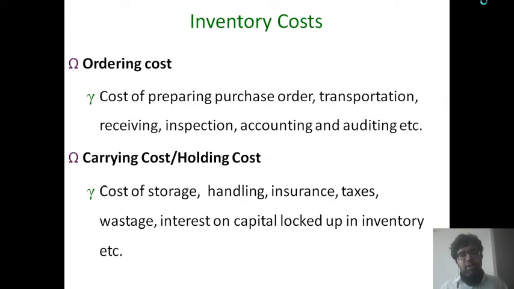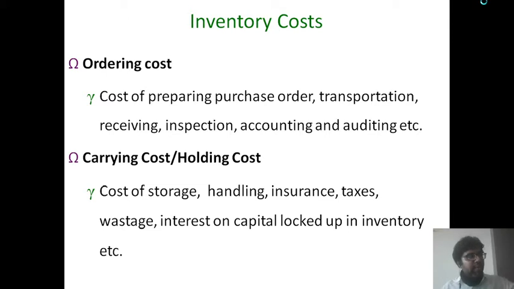So the first cost is ordering cost. According to me, when we place any order and there is any cost associated with the order, that is basically known as ordering cost. For example, cost of preparing the purchase order, transportation, receiving goods, inspection of the goods, accounting and auditing, etc. So all these are considered as ordering cost.